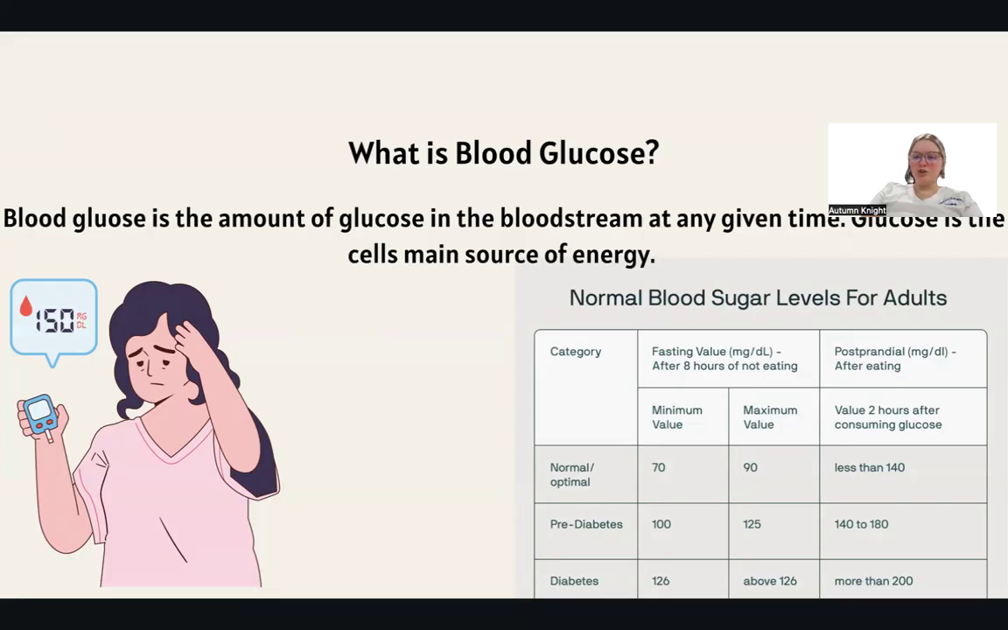There's also ranges called postprandial, which just means after eating, so you're not fasting. An optimal blood sugar after eating should be anything less than 140. After eating, anything between 140 to 180, again, can indicate prediabetes, and anything more than 200 after eating on two separate occasions can indicate diabetes.